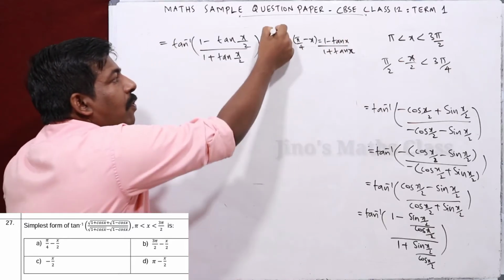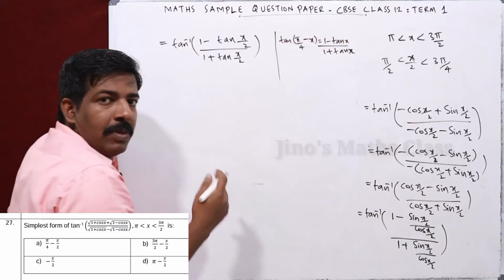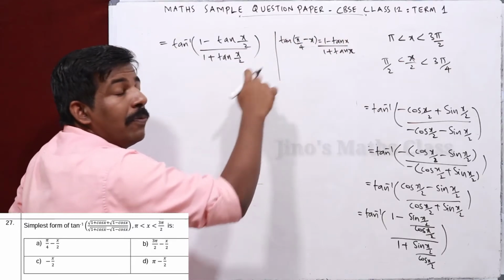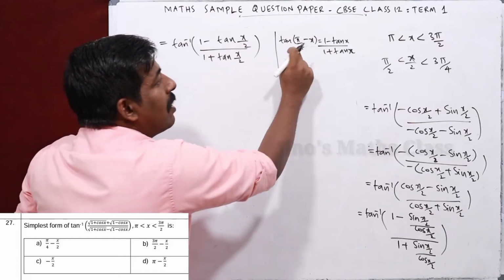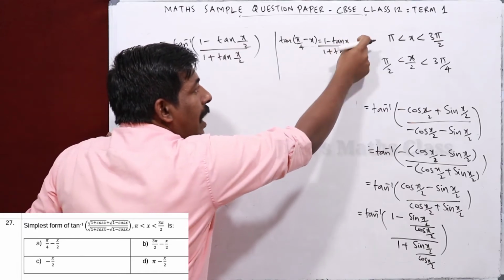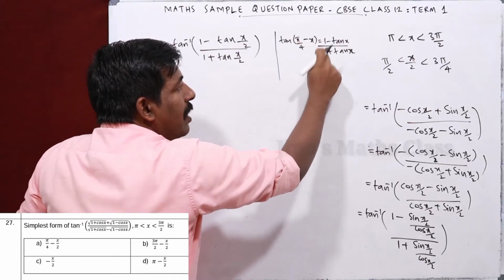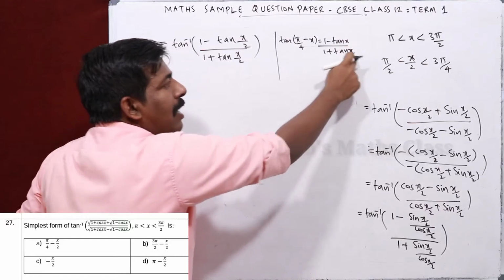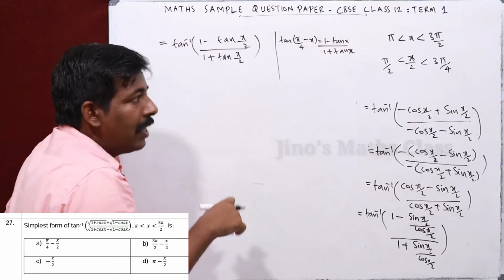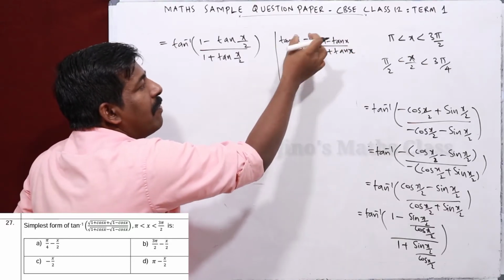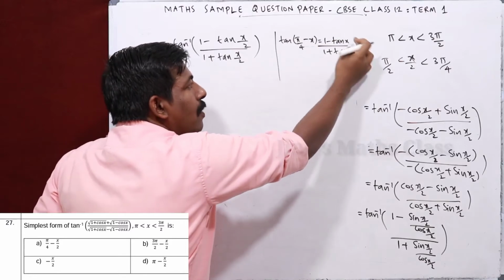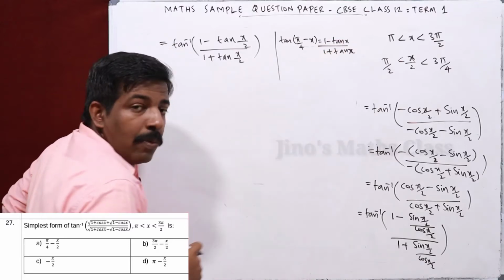This came from the formula of tan(a minus b), where we substitute a as pi by 4 and b as x. Here you can see tan pi by 4 minus tan x divided by 1 plus tan pi by 4 into tan x, and we know tan pi by 4 is 1. That's why we get tan(pi by 4 minus x) equal to (1 minus tan x) divided by (1 plus tan x).